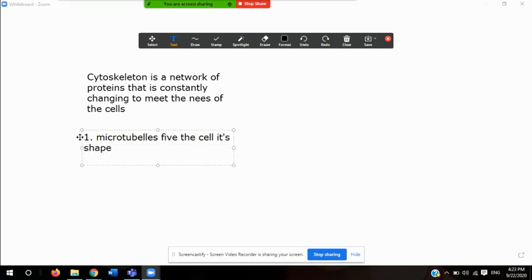The second set of proteins that forms the cytoskeleton is the intermediate filaments. And the intermediate filaments give a cell its strength.